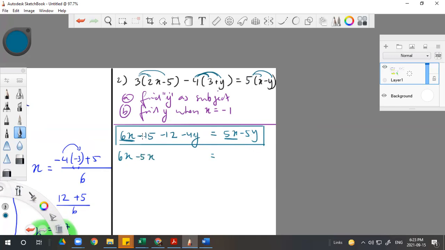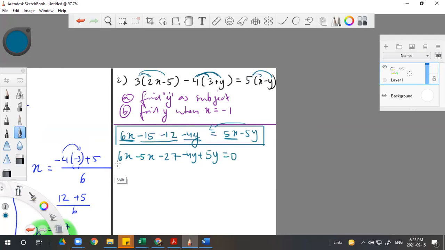And then -15 minus 12. Okay, -27, make it fast, right? And then -4y plus 5y, right? I want to put everything on the left side equal to 0, because everything is already on the left side. Okay, wait. I need to make it a bit clearer.